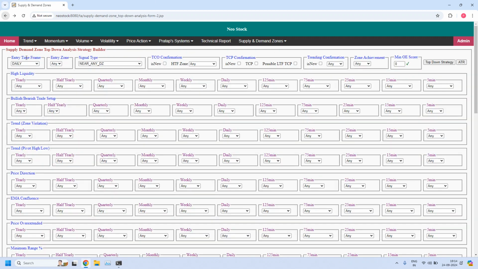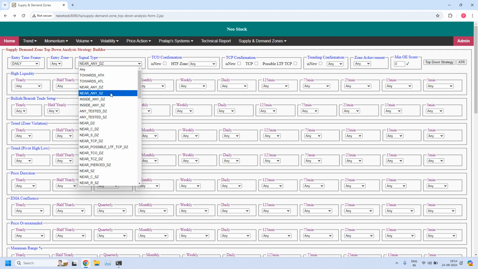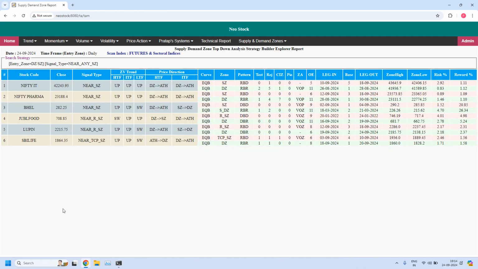So next for daily time frame, let us find the stocks near daily supply zone. 6 stocks are filtered. Let us identify the high liquidity zones from this list. High liquidity supply zones.